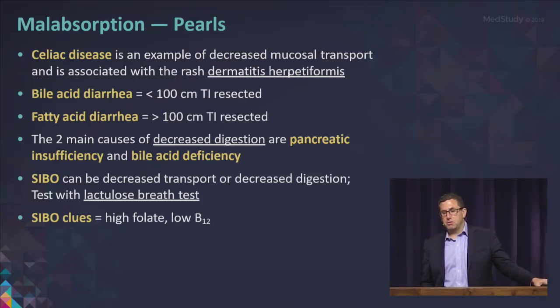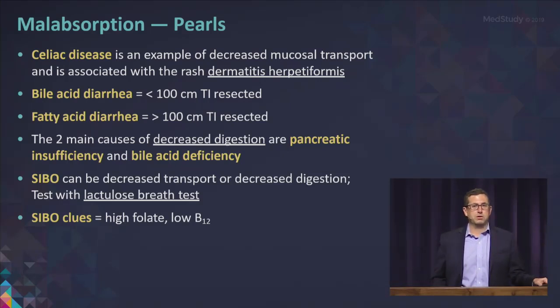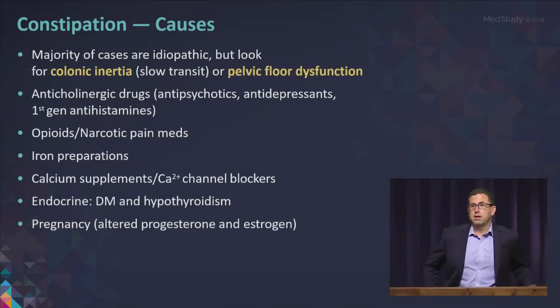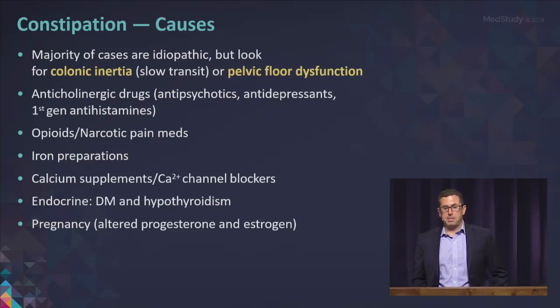The two main causes of decreased digestion are pancreatic insufficiency and bile acid deficiency. And small bowel overgrowth can be actually associated with two different mechanisms: decreased transport and decreased digestion. And the main test for small intestinal bacterial overgrowth is the lactulose breath test. And remember, if you see on a test high folate levels and low B12 levels, that is a tip-off that bacterial overgrowth is present.